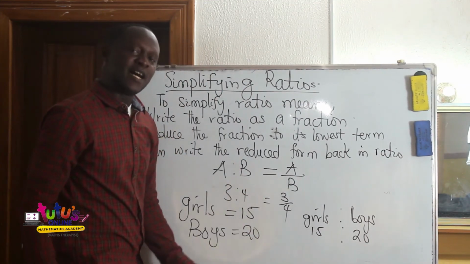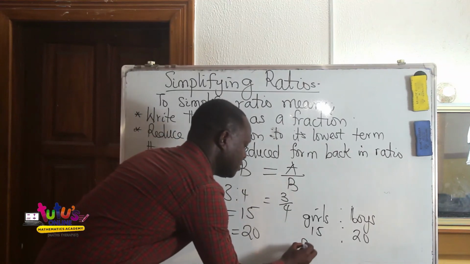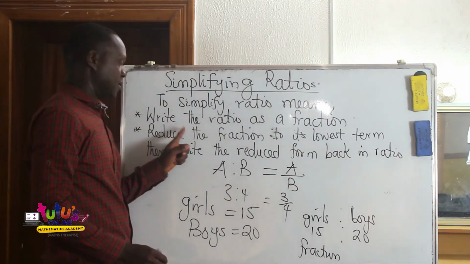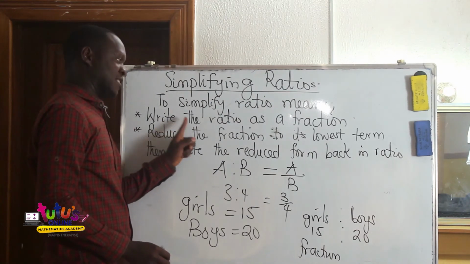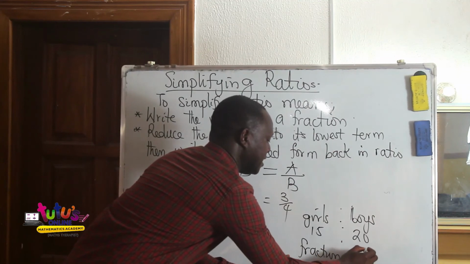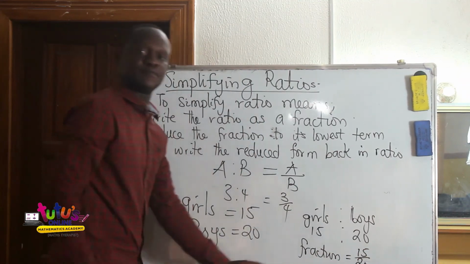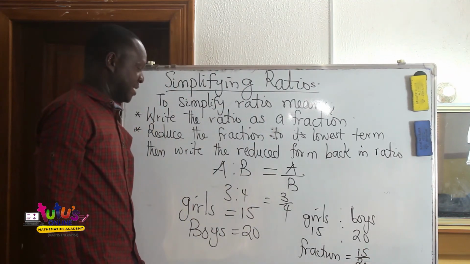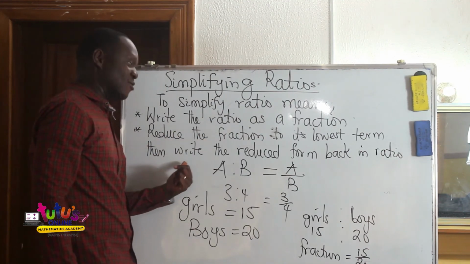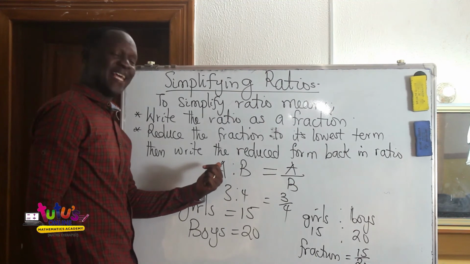So the next thing is as a fraction. As a fraction, what do we do? The first instruction says, can I read that? I can't hear you. Write the ratio as a fraction. So this will be 15 over 20. Are we good? The next thing, reduce the fraction to its lowest term. Then write the reduced form in ratio.